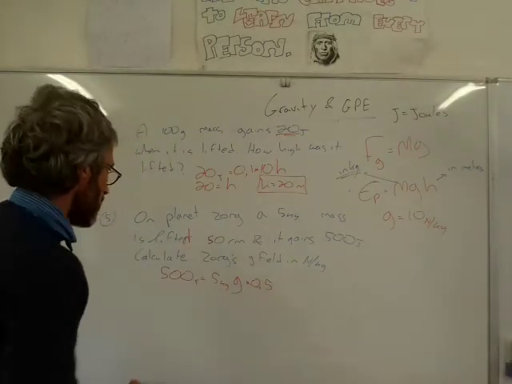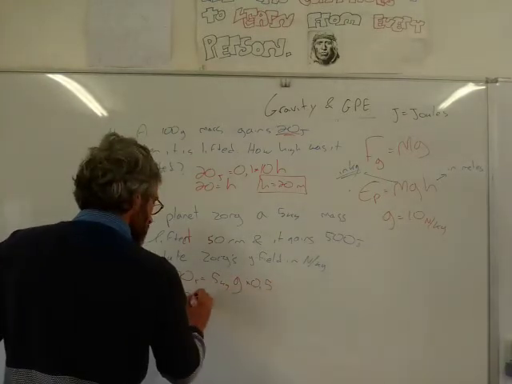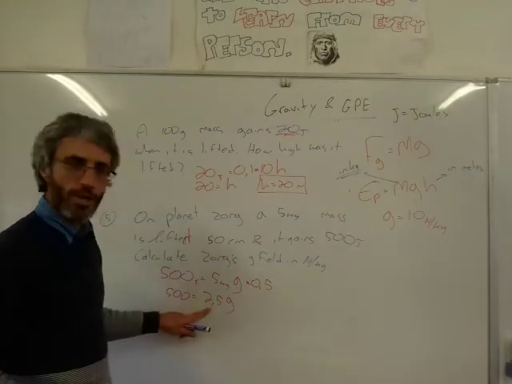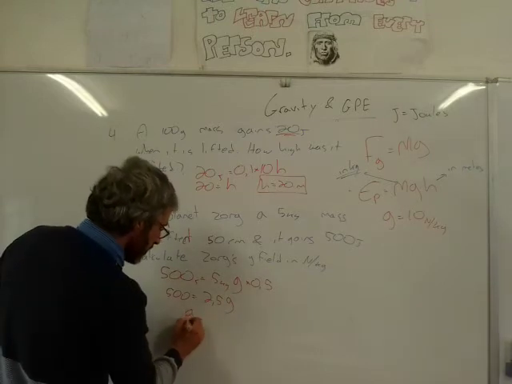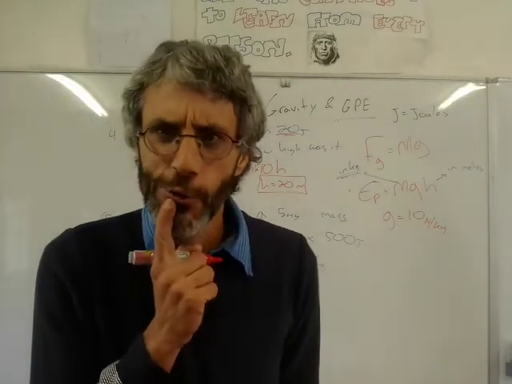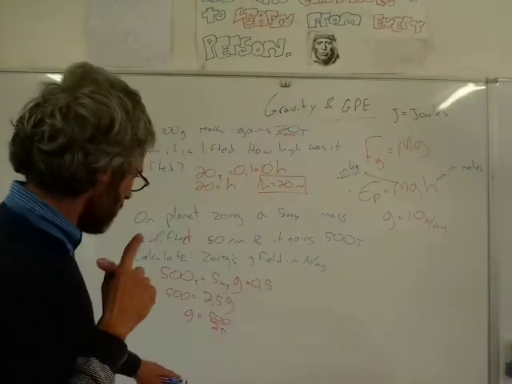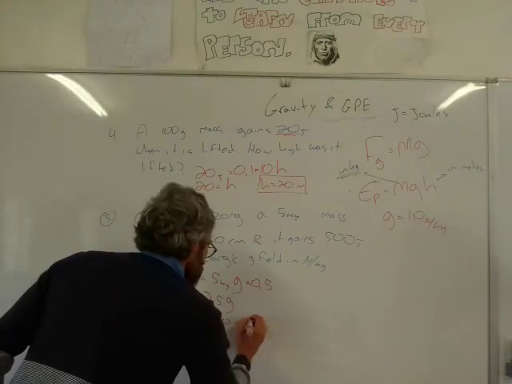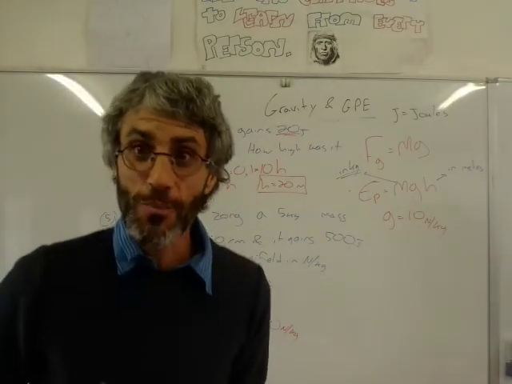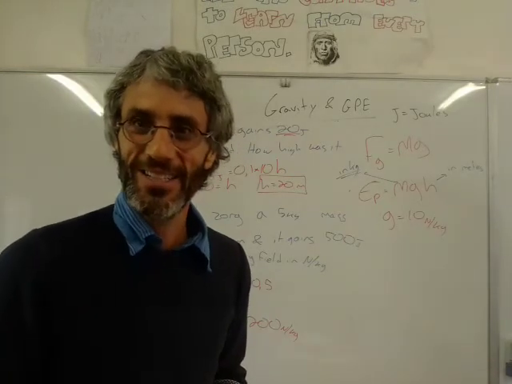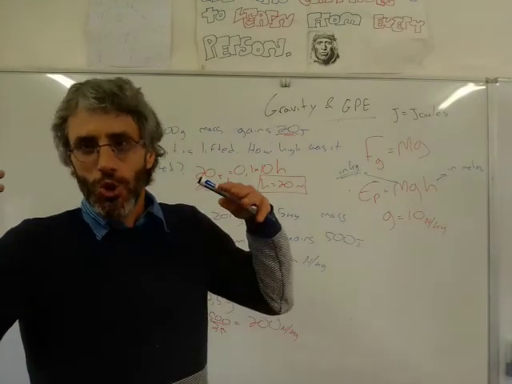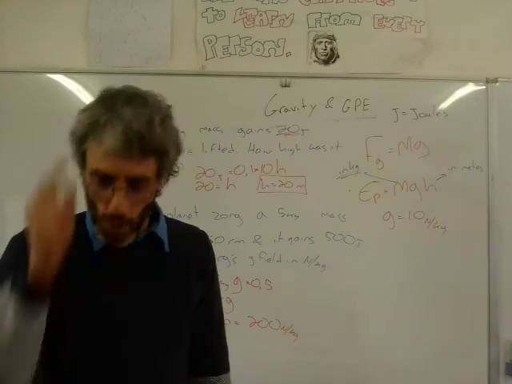So then, I'll rewrite this. 500 equals 5 times 0.5, which is 2.5, times G. And then to get rid of the 2.5, I'll divide by 2.5. G is equal to 500 divided by 2.5, which I think is 200. 5 divided by 2.5 is 2, so it's 200. So G is 200 newtons per kilogram. So on planet Zorg, G is much bigger than planet Earth. It's 20 times bigger. It means that every kilogram on planet Zorg has a weight of 200 newton.